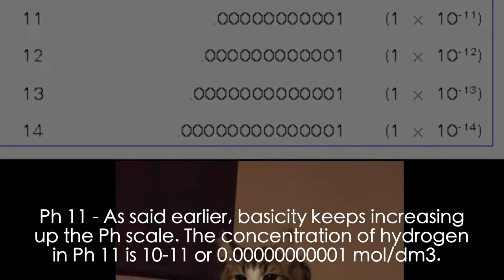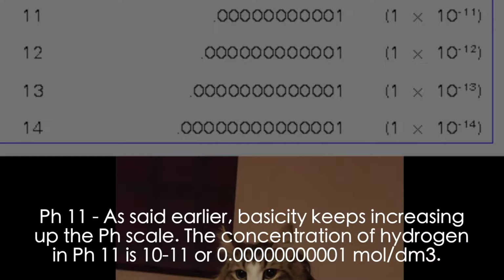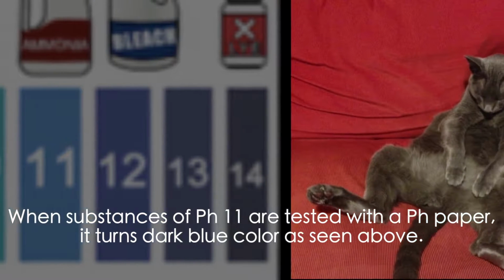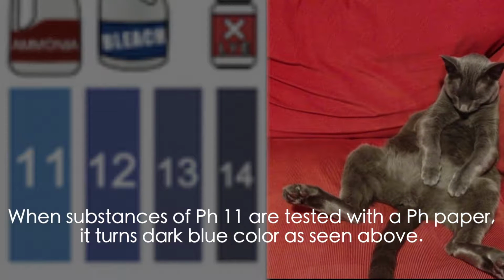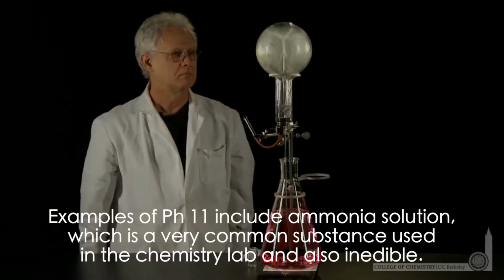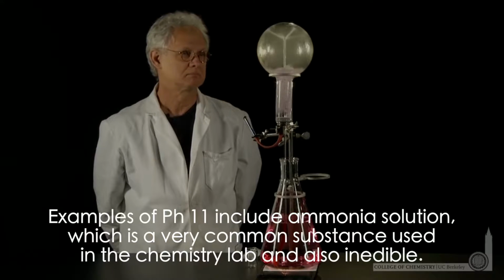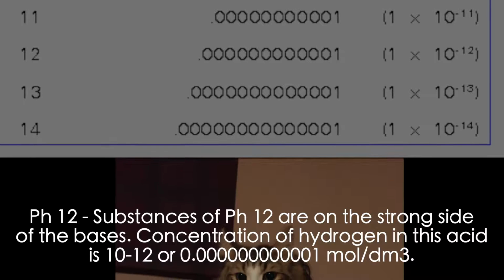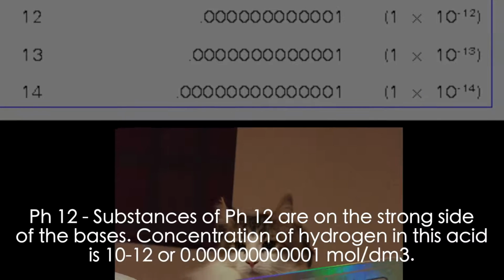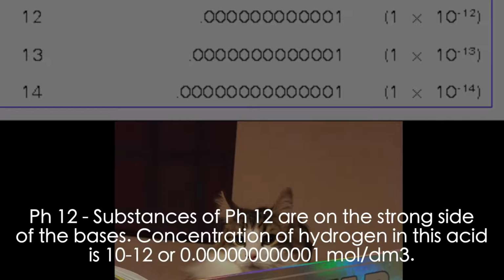pH 11. As said earlier, basicity keeps increasing up the pH scale. The concentration of hydrogen in pH 11 is 10 to the power of negative 11, or 0.00000000001 moles per dm cubed. When substances of pH 11 are tested with pH paper, its dark blue color is seen above. Examples of pH 11 include ammonia solution, which is a very common substance used in the chemistry lab and also inedible.